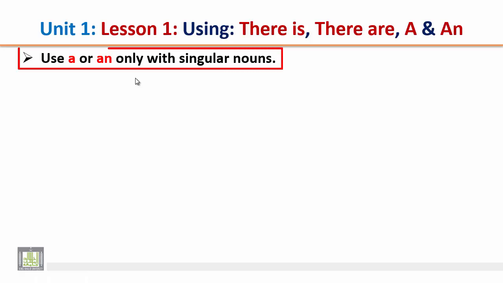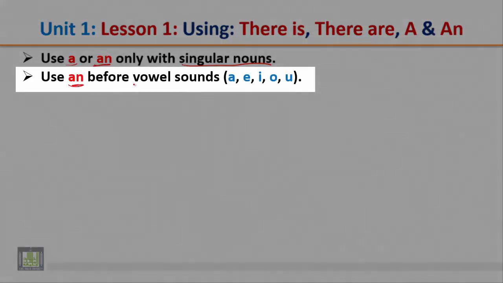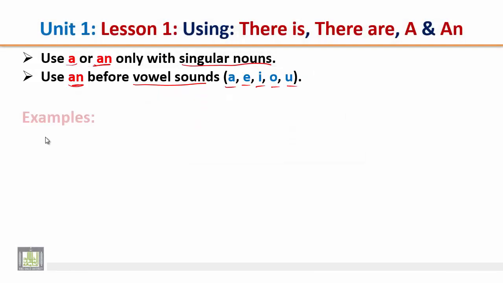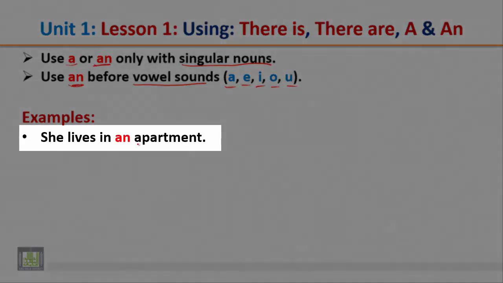Now, use a or an with singular nouns. We use these two articles with singular nouns. Use an before vowel sounds. These are vowel sounds. Example: she lives in an apartment. Notice here that the word apartment is a singular noun. It starts with a vowel sound, a. So we use an before the word apartment, because it starts with a vowel sound.